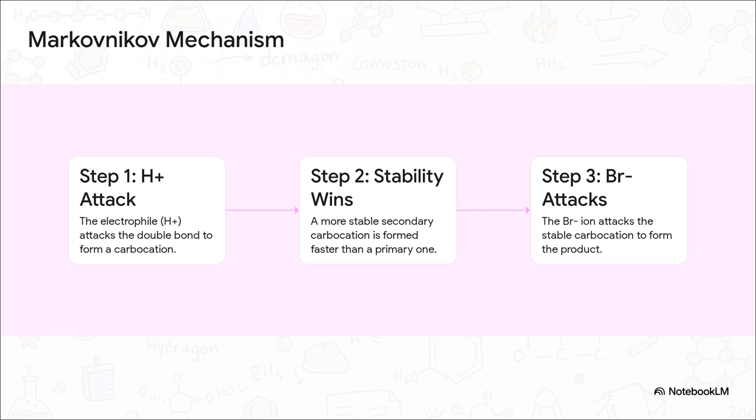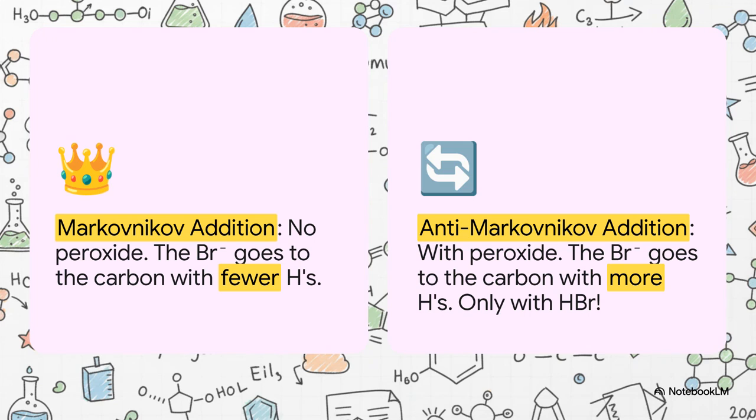But here's a super simple trick to remember it, okay? Just think, the rich get richer. The carbon atom that already has more hydrogen atoms gets the new hydrogen atom. Simple. But wait, just when you thought you had it all figured out, there's a twist. If you do the exact same reaction but add a little bit of peroxide, boom, the rule flips completely.